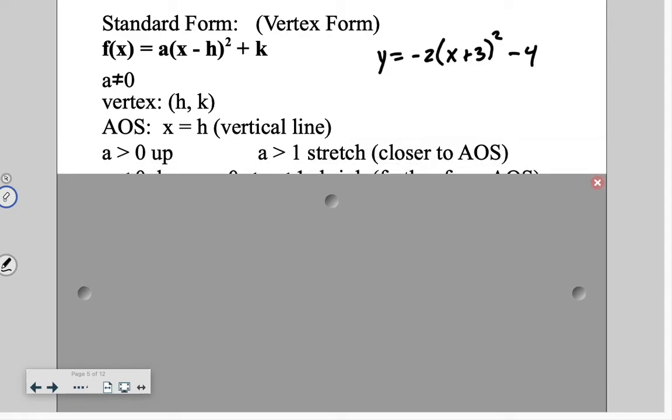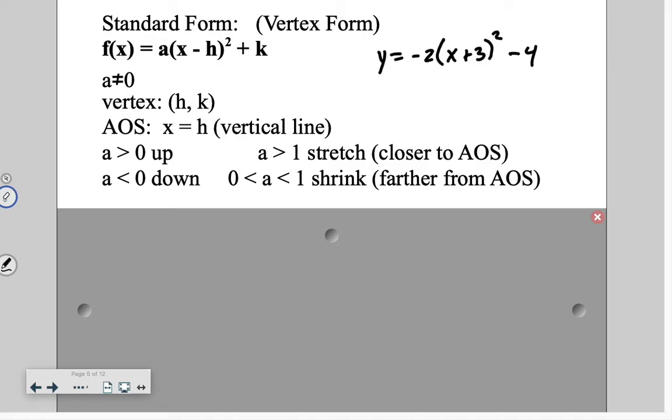Other than that, here's the other stuff, and you don't even need to write this down if you don't think you need to. If a is positive, it opens up. If a is negative, it opens down. If a is bigger than 1, it's the stretch, it narrows the graph. If a is between 0 and 1, then it's wider. None of this is new, it's all the same stuff we talked about last chapter. So if you don't think you need to write it down, then don't worry about it.